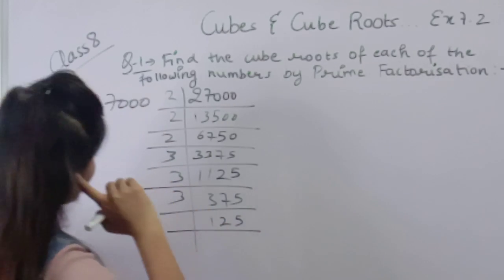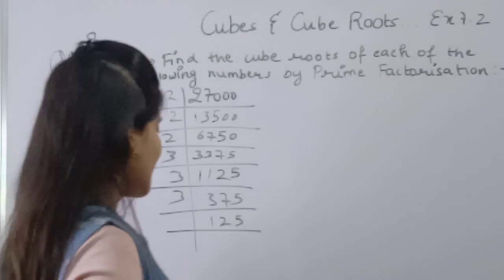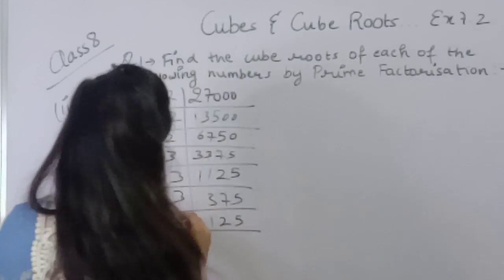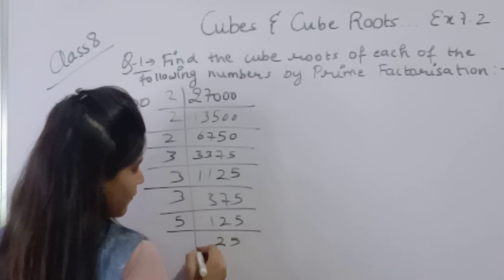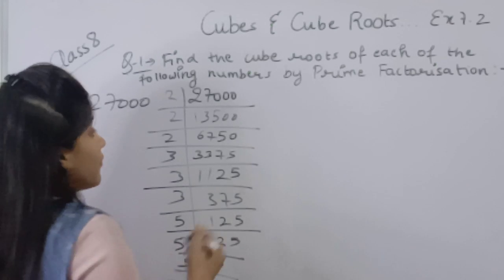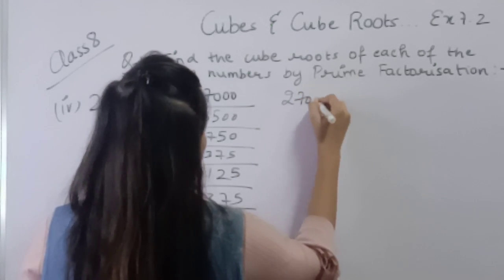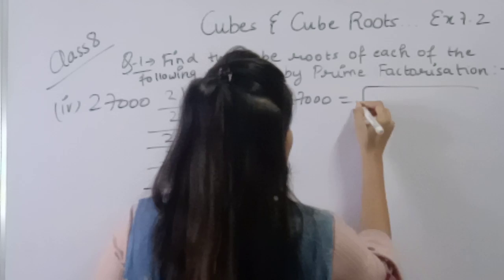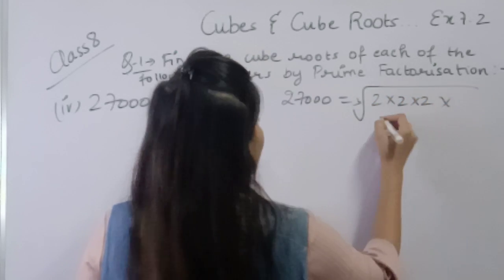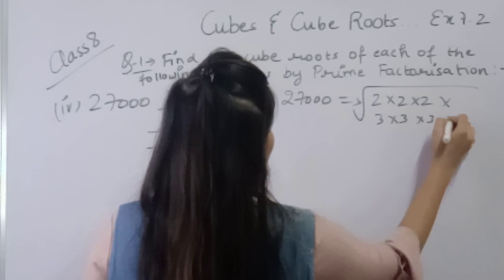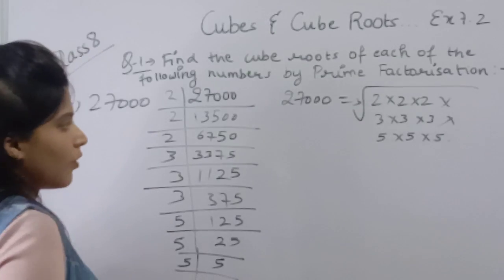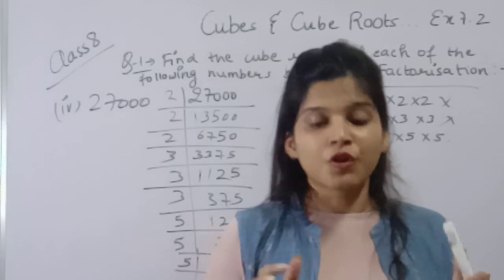Again now 125 is not a multiple of 3. But yes, this is a multiple of 5 now. 5 twos are 10, 5 fives are 25, 5 fives are 25 and 5 ones are 5. So, factors of 27,000 are 2 into 2 into 2 into 3 into 3 into 3 into 5 into 5 into 5. Okay, so now we will make groups.